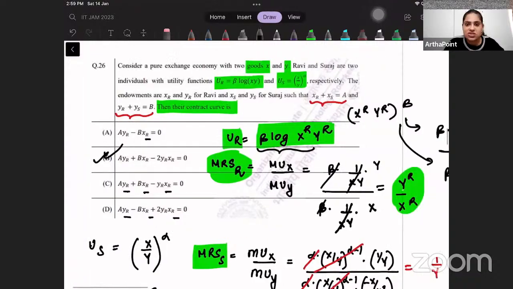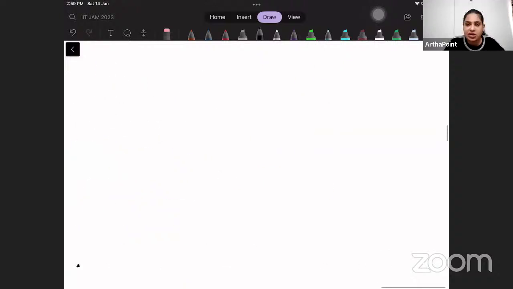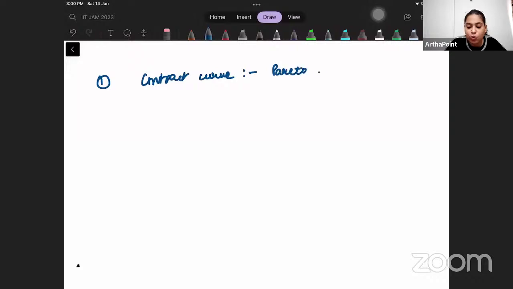Quickly, let's write down the takeaways from this question. What are the takeaways of this question? First, we should know what a contract curve is. A contract curve shows us the Pareto efficient points of all the individuals. A Pareto efficient point of an individual is where I can equate the MRS of individual A to the MRS of individual B.